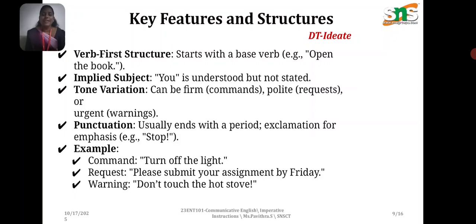Punctuation: it usually ends with a period, or an exclamation mark for emphasis. To highlight the command or to emphasize something, we use a period or exclamation there. For example, a command: "Turn off the light." It is an order, right? A request: "Please submit your assignment by Friday." A warning: "Don't touch the hot stove." So you can understand the punctuation and tone, right?